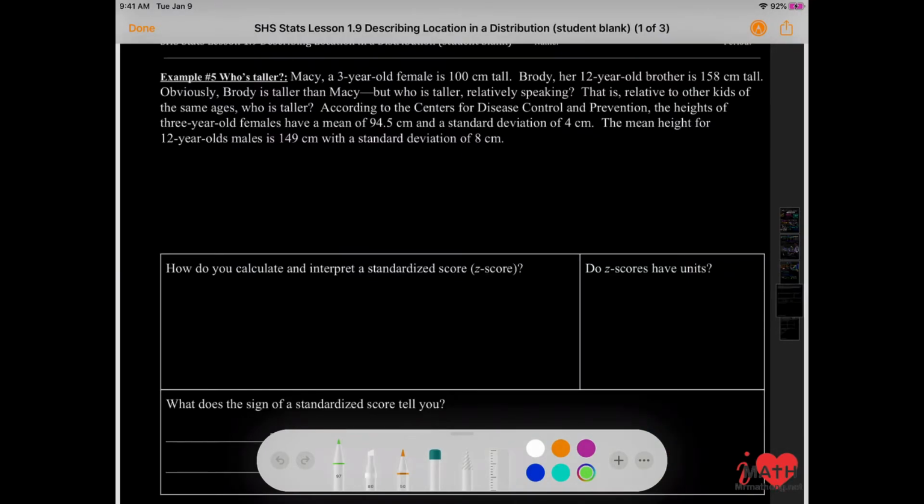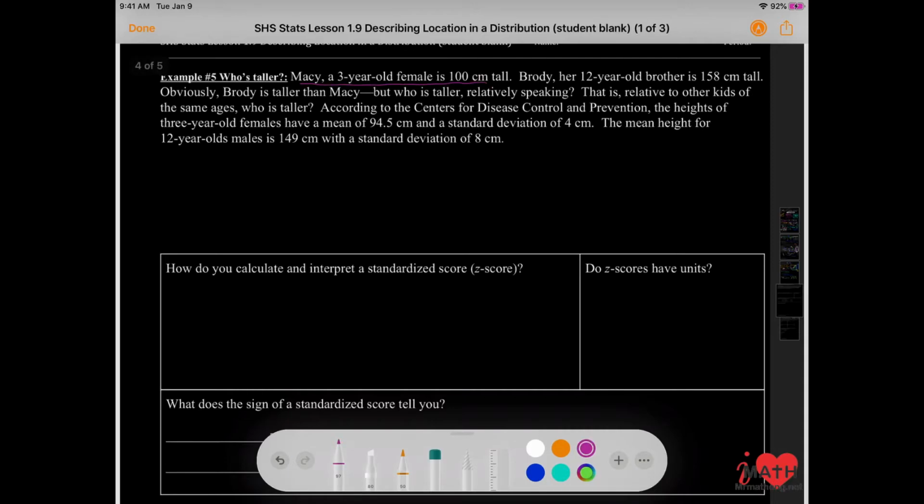All right, next page. Who's taller? You guys are always fighting, right, with your siblings. Macy, a 3-year-old female, is 100 centimeters tall. Brody, her 12-year-old brother, is 158 centimeters tall. Obviously, Brody is taller than Macy. Let's draw a picture.